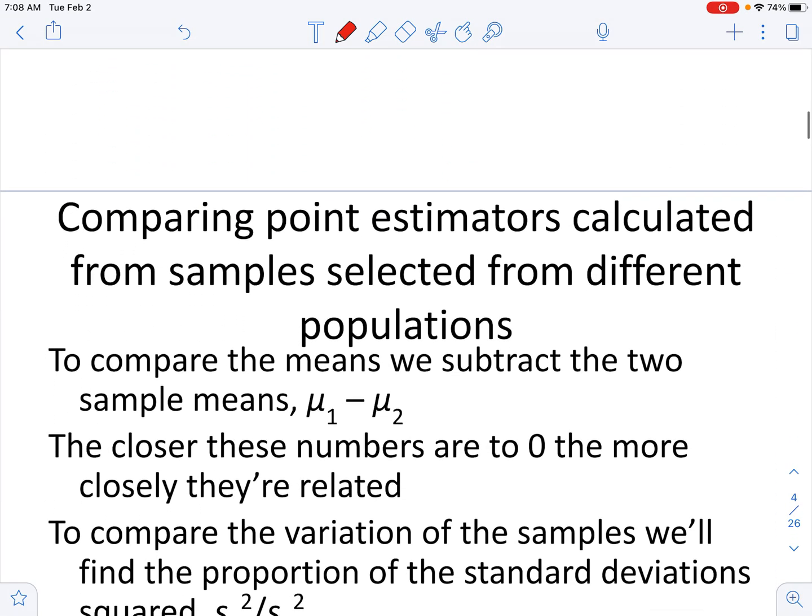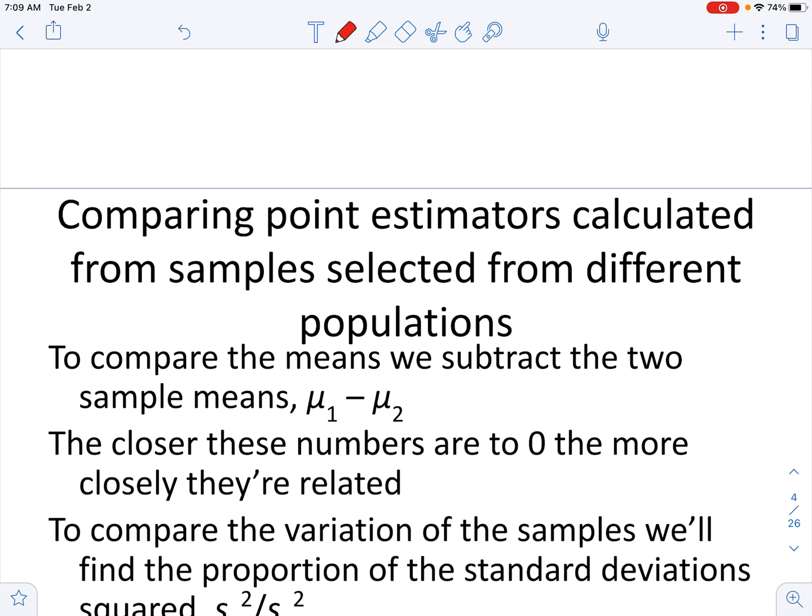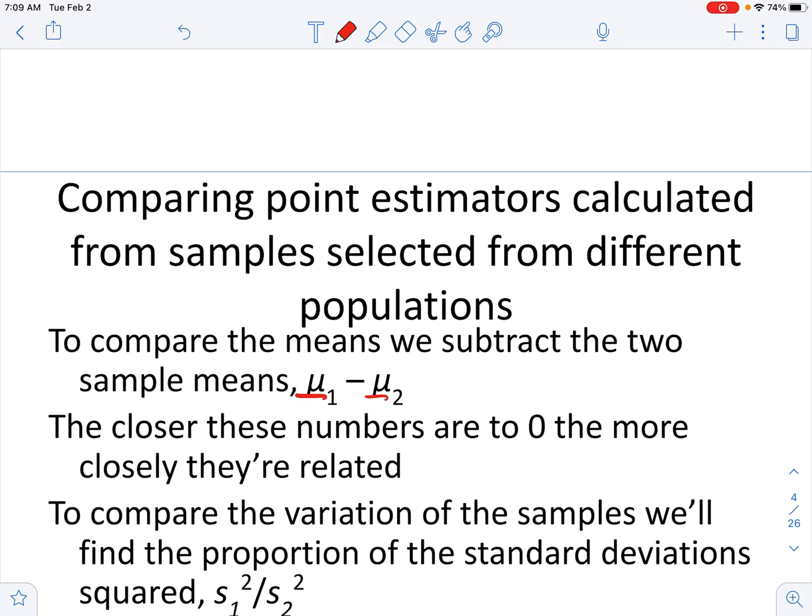So then what we're going to be doing is we're just going to be comparing them. So if I want to compare averages, so again, this is mu. If I want to compare the averages, I would subtract them. The closer they are to 0, that means that they're not that far apart. If they are 0, that means they're the exact same.